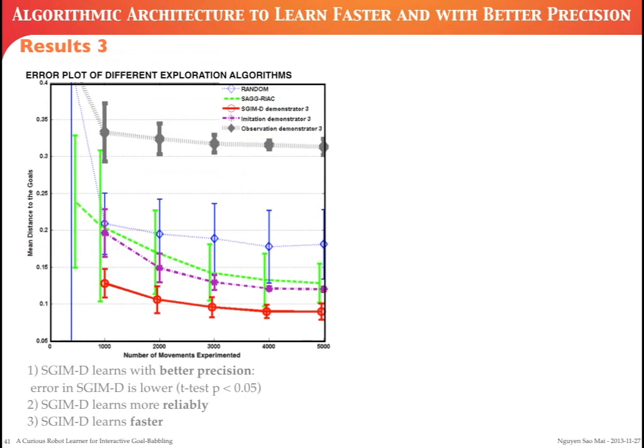So we conducted experiments and plotted the mean error with respect to time. So this is the mean distance to all of those goals on several runs of experiments, and this is time. And you can see that the red plot, which is the error of SGIMD, is lower than all of these others, which means that SGIMD learns with better precision. You can also see that the variance is smaller than with autonomous exploration, which means that SGIMD can also learn more reliably than SAGRAC. And the error is lower from quite the beginning, which means that SGIMD learns faster than the studied algorithms.